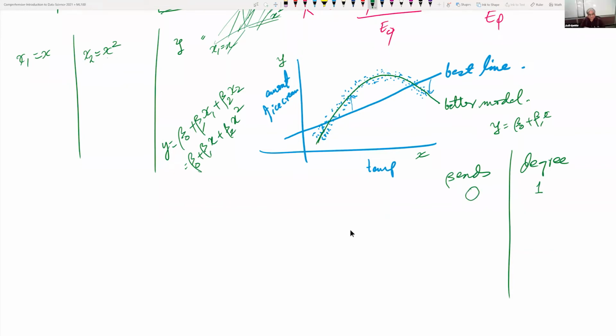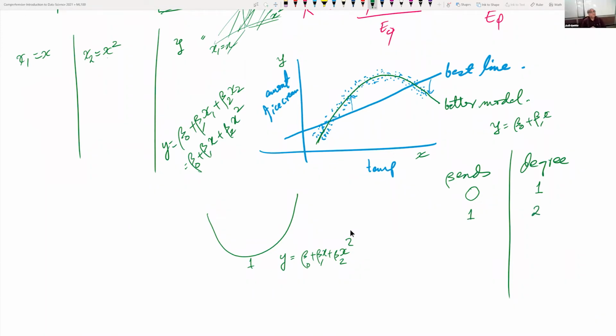degree is 1. In a parabola, to represent a parabola, what do you need? You need something, but ultimately there has to be an X squared term, isn't it? You need something like beta naught plus beta 1 X plus beta 2 X square. That is the equation of a parabola, isn't it? How many bends does a parabola have? 1. When there is 1 bend, you need degree 2.